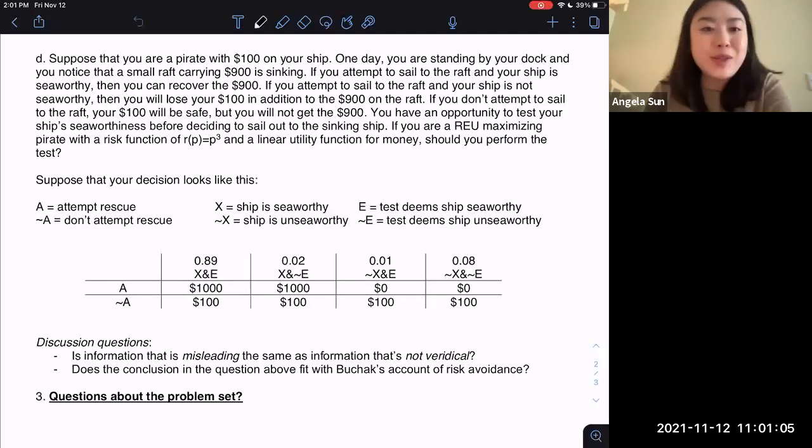Hey everyone, I'm sorry I didn't get to finish this problem in the 10 a.m. section today. So I told everyone that I would make a video about it. So I'm just going to go through this last practice problem on the handout from today.